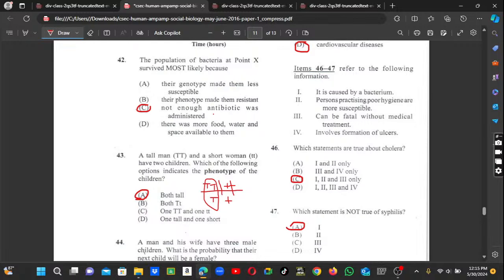Also, we have seen that cholera can be fatal without medical treatment. So the best options for number 46 would be 1, 2, and 3. Right? So the answer would be C.